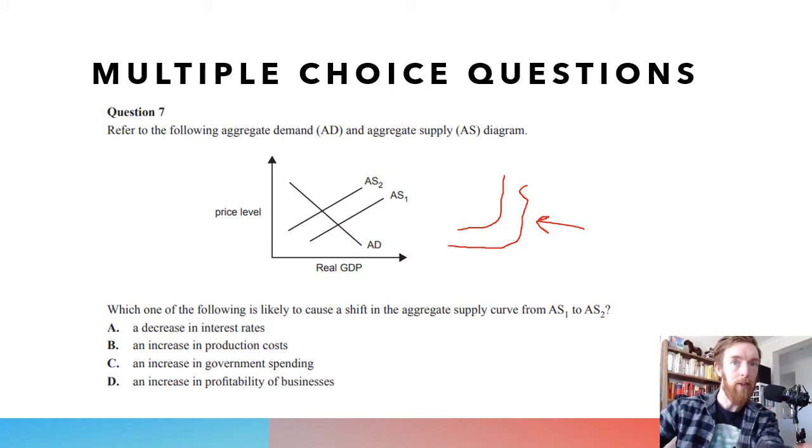because all this question is asking about is which of the following is likely to cause a shift in the aggregate supply curve from AS1 to AS2. So what's happened is it shifts to the left, and as we know from everything else, when something shifts to the left, that is unfavorable.